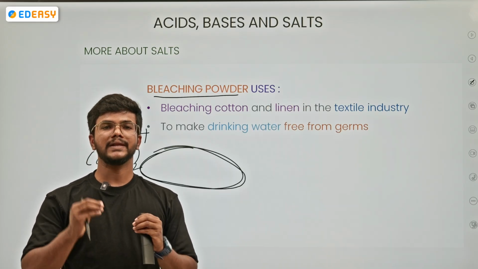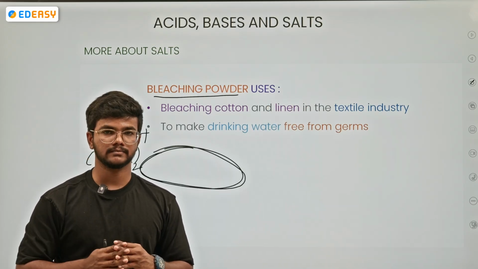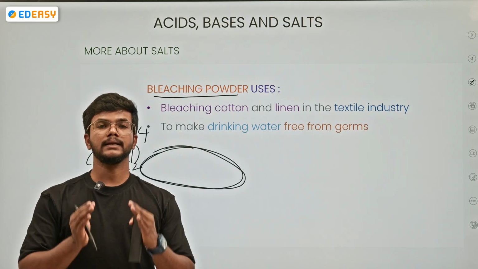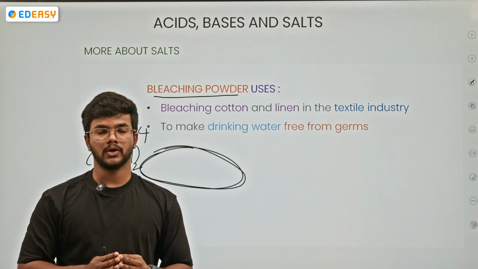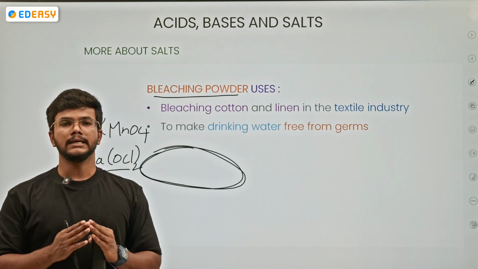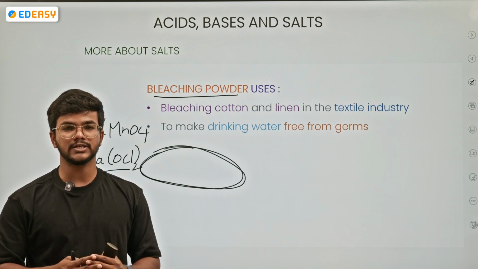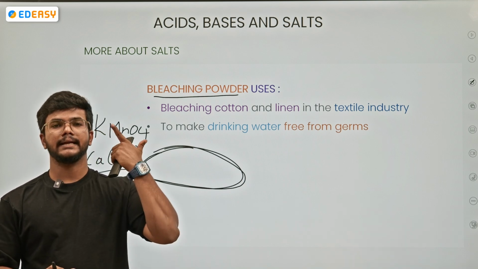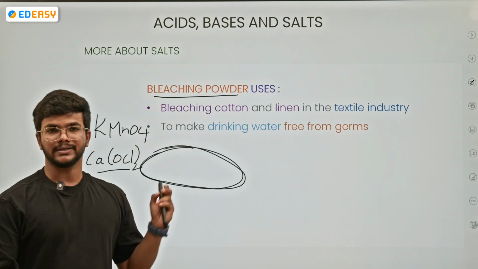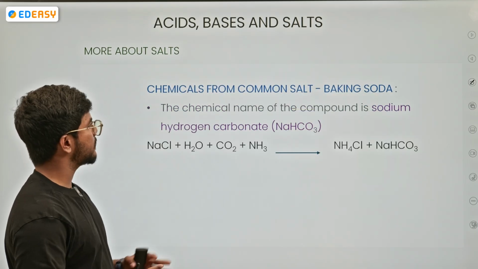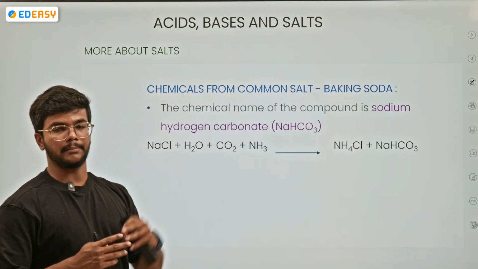Okay, so it will kill the germs and bacteria by its oxidizing property. Hope you understand the uses of the bleaching powder and the manufacturing of the bleaching powder with the NaCl, calcium hydroxide and chlorine gas. So next is chemicals from the common salt, the baking soda.